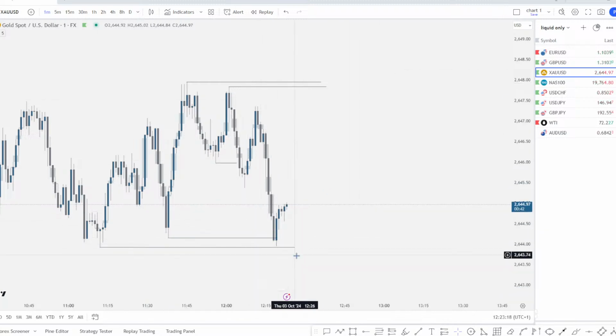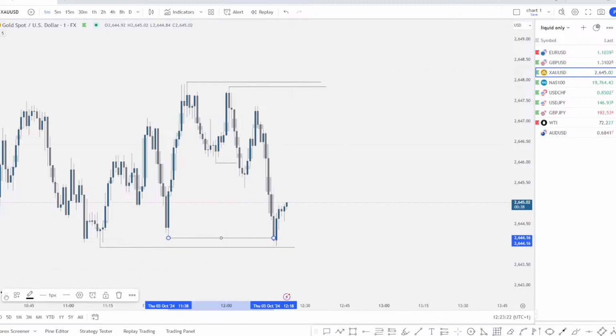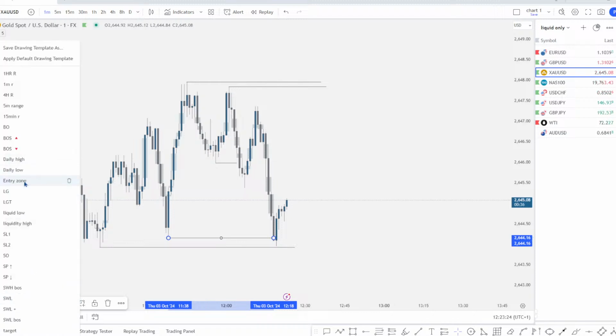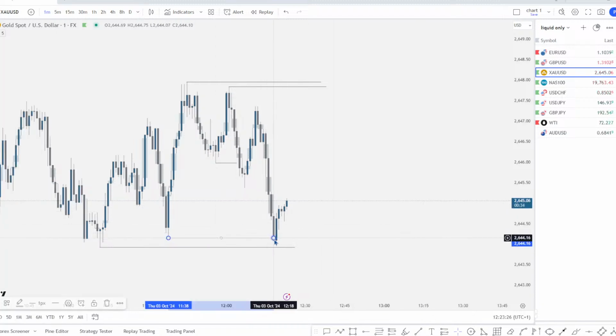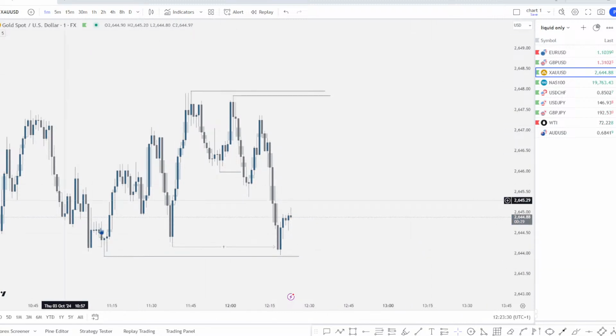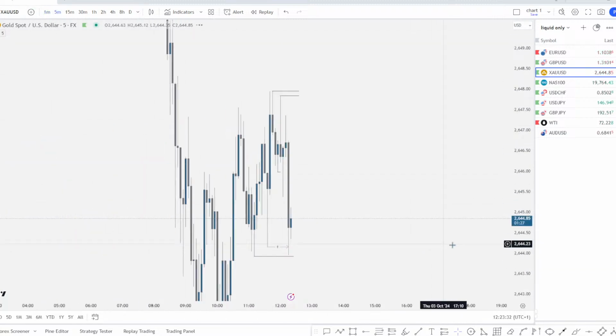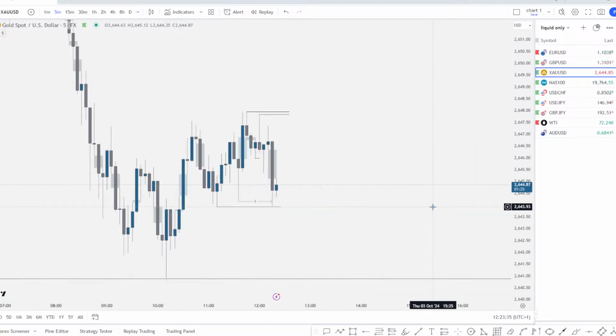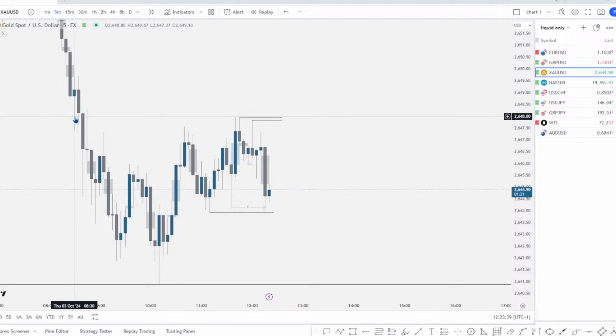Okay, so that low was taken out. Still got a fair amount of liquid sitting across the lows. Remember, we're not too bothered about trading these lower time frames here. You can, it's not like you can't do it, but personally, I'm not massively interested in it at the moment.